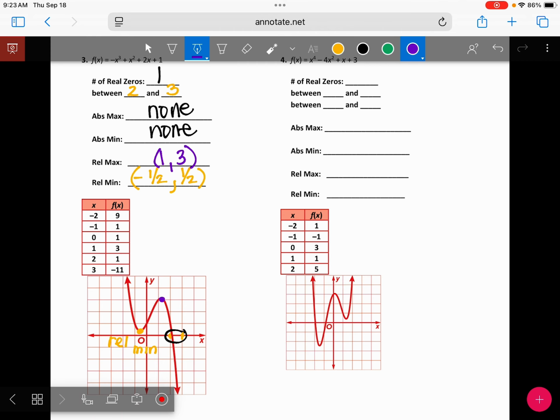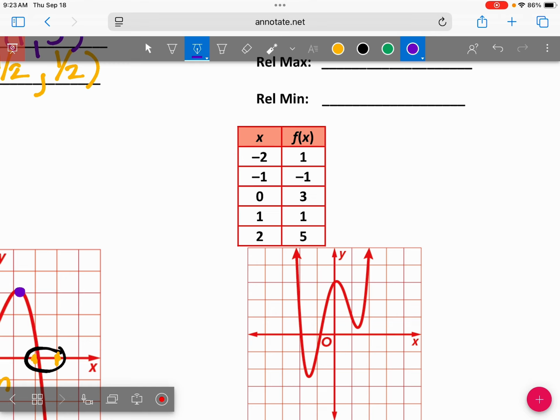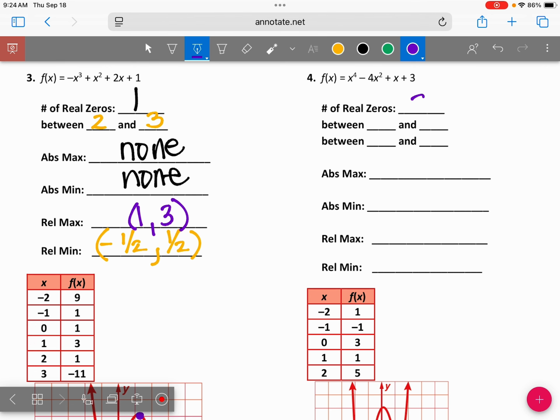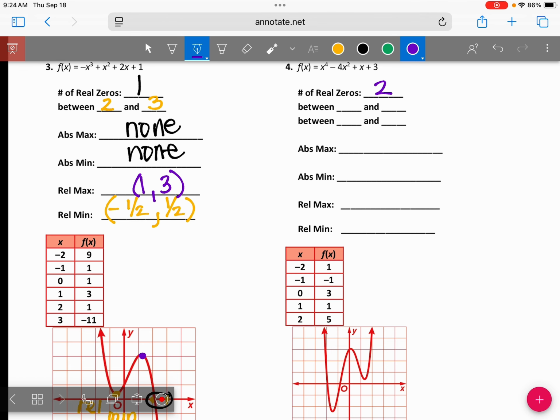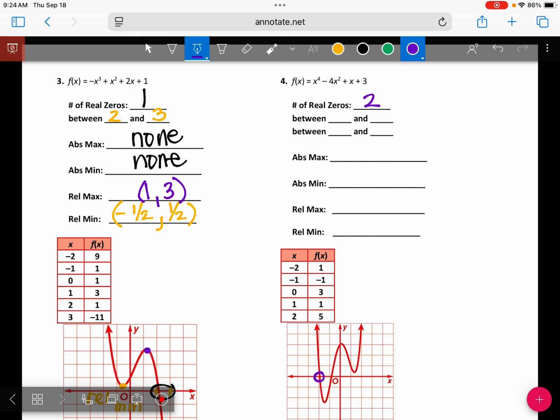All right, let's look at the second one. Show me with your fingers, how many real zeros do we have? How many times does it cross? 2 times. So that means we have 2 imaginary, but 2 are real. So the first one is here, which looks to me like it's at -2, but maybe it's not. So I'm going to say it's between -1 and -2. And the second one is between -1 and 0.